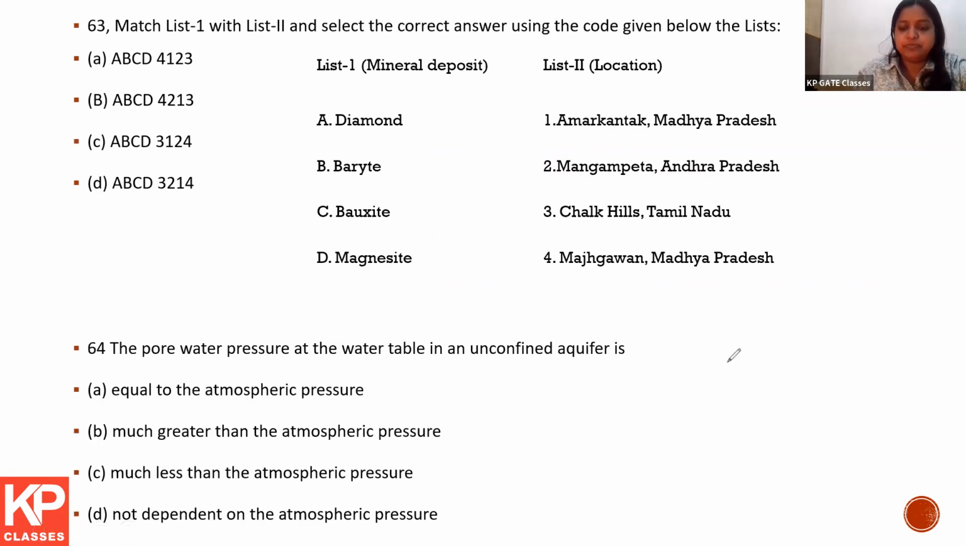Now, next one, which one of the match list 1 and match list 2, mineral deposit and the location. So here we know diamond is associated with Mahajavan, Madhya Pradesh. Then barite is Mangambeta, Andhra Pradesh. Bauxite is Amarkantak, Madhya Pradesh. Magnesite is Chalk Hills, Tamil Nadu. So the option will be A4, B2, C1, D3. Right option will be B.